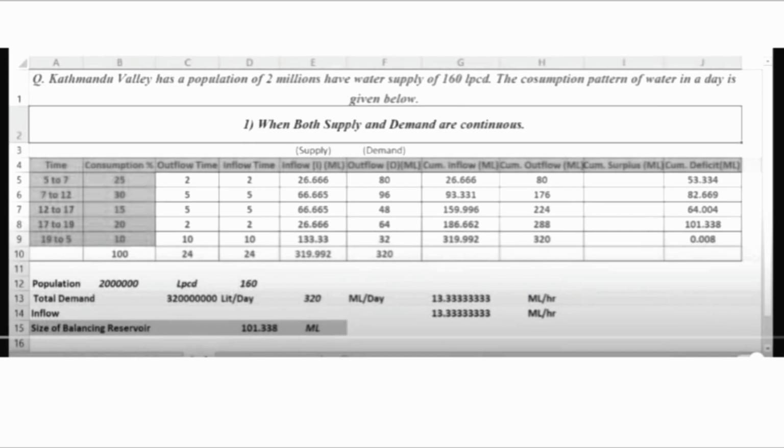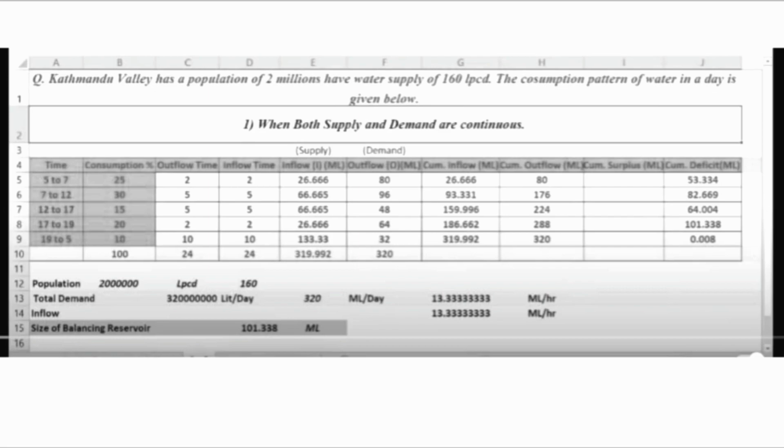Here is the calculation I will show, that is the consumption percentage. Here the consumption percentage is given and the outflow or demand is continuous, that is outflow is continuous type for 24 hours. So we use this consumption percentage to calculate the discharge in million liter, that is outflow in million liter for the given time period. Now I will show this inflow time of 2 hours. Inflow rate is 320 million liter per day. One day is 24 hours. 320 divided by 24 into 2 equals 26.67.